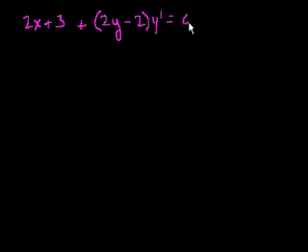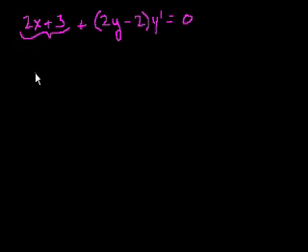Anyway, I'm just going to give a bunch of equations. We have to figure out if they're exact, and if they are exact, we'll use what we know about exact differential equations to figure out their solutions. So the first one they have is 2x plus 3 plus 2y minus 2 times y prime is equal to 0.